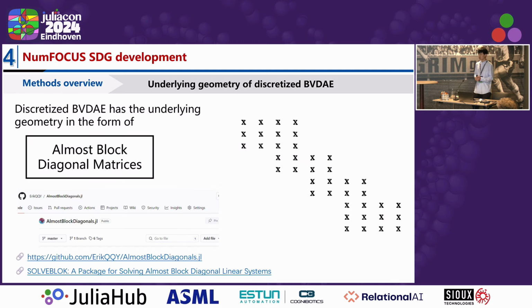During the discretizing process, we need to solve a linear system. This linear system is not just banded or block diagonal. It's more of an almost block diagonal matrix. It's similar to block diagonal, but they have some overlapping in the adjacent corners. So in order to solve this kind of linear system, we developed the Julia package BlockDiagonal.jl.